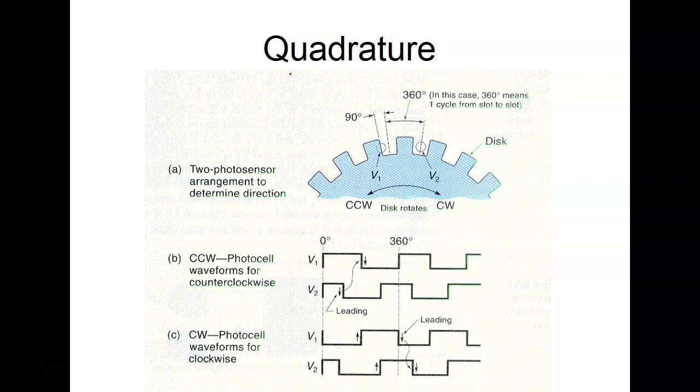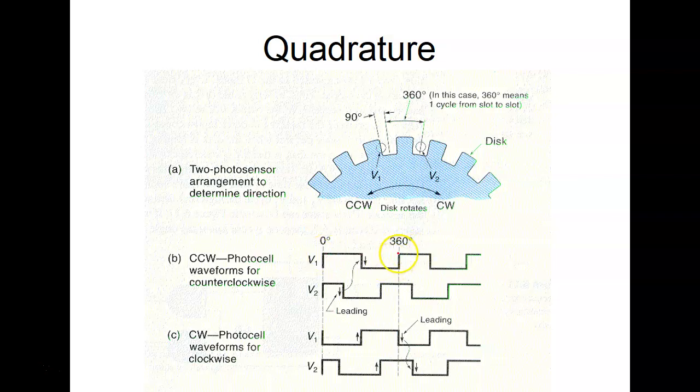A standard incremental encoder does not indicate the what? The direction. So in one direction we might want our counters to count up, and in the other direction we want our counters to count down. So the quadrature encoder gives us two signals, and the relationship between which one occurs first depends on the direction.